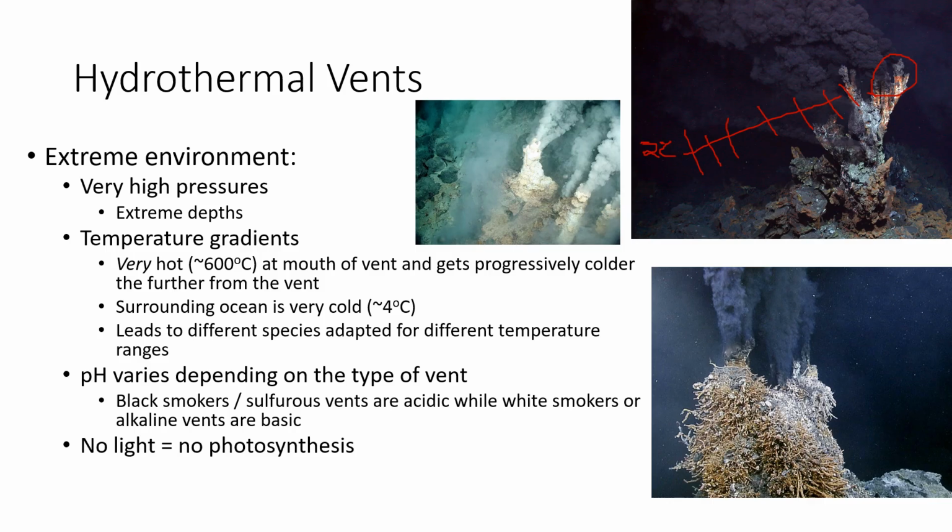The pH is going to vary depending on the type of the vent. The black smokers, the ones that you see on the right, tend to release hydrogen sulfide. They tend to be sulfurous. They tend to release sulfuric acid even, and they're going to have a low pH and be acidic, while the white smokers, like you see over on the left, are alkaline. Okay, they're going to be basic.